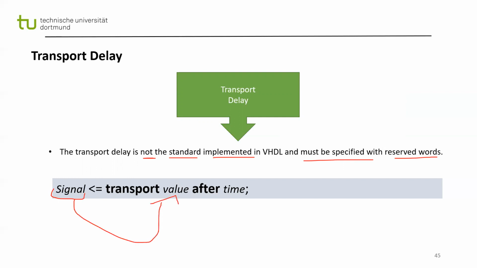we assign it to, and we have two keywords included if we want to implement a transport delay. That is transport, which comes before the value, and after the value comes the keyword after, and this represents a period of time, either in seconds, nanoseconds, picoseconds, whatever you want it to be.